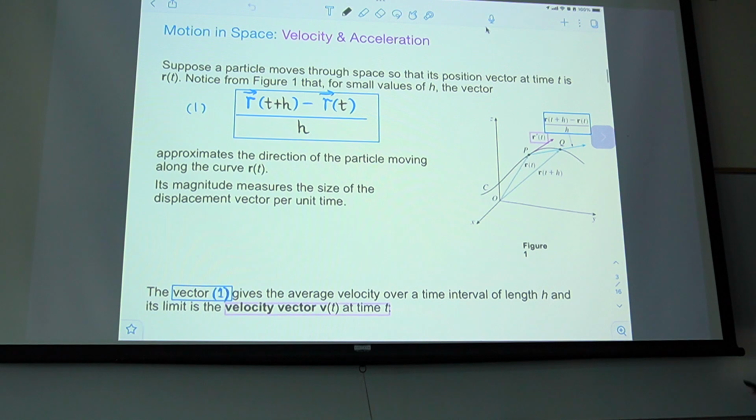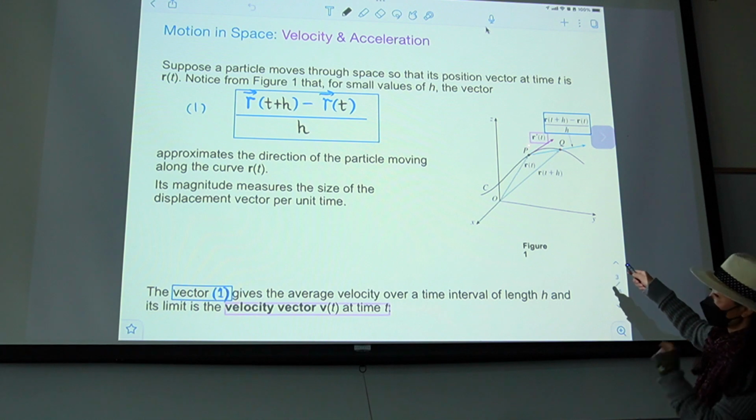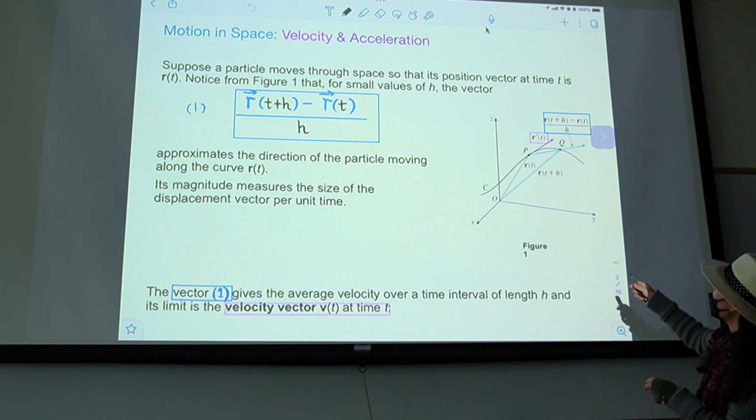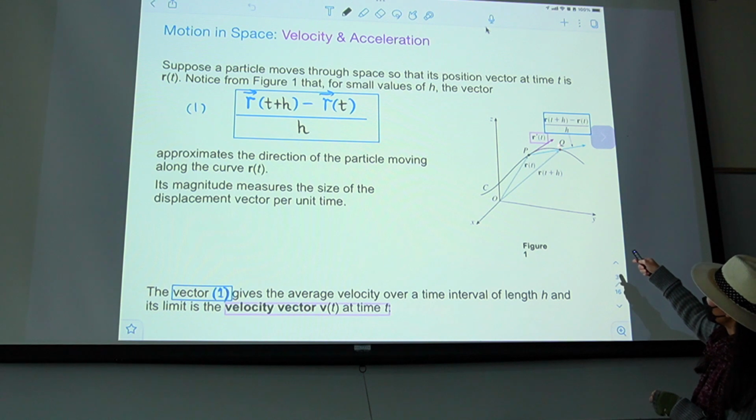Okay. So suppose a particle moves through space. Imagine this is a particle moving through the space, and the position vector at time t is r(t). For a small change in time h, think about h as a small change in time, then after a small change in time h, the particle is moved to here. And then we have the new position vector, r(t+h).